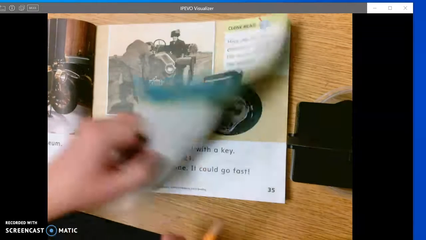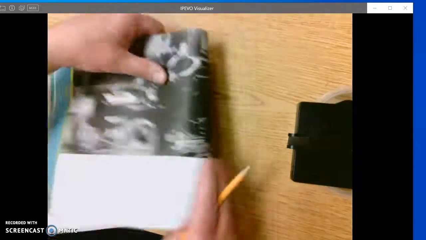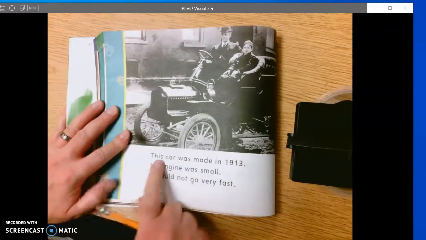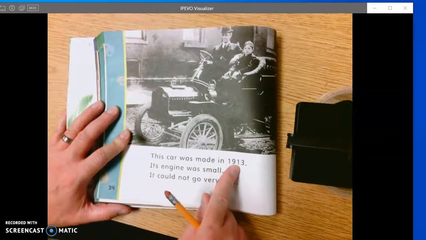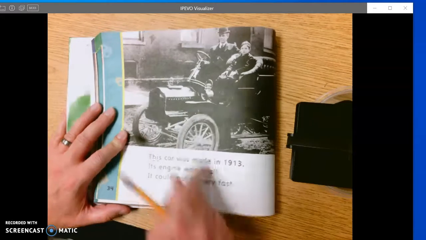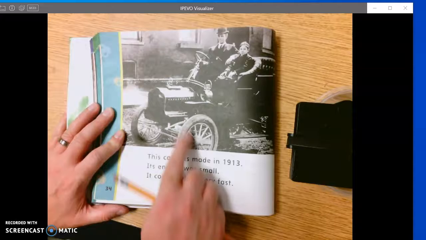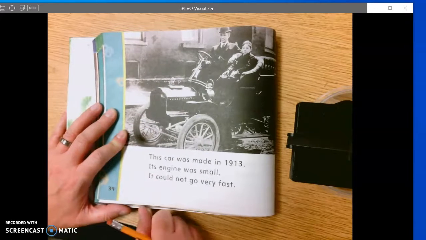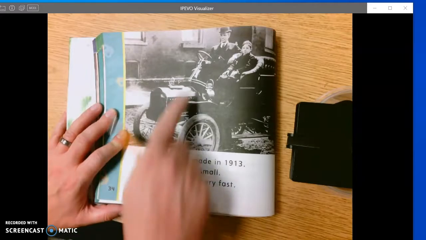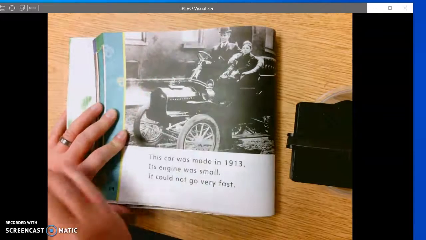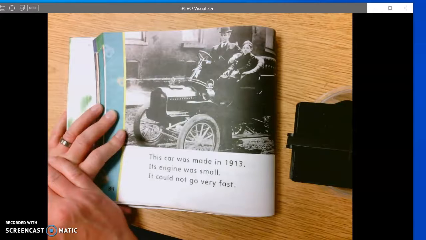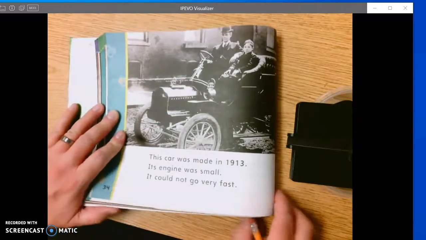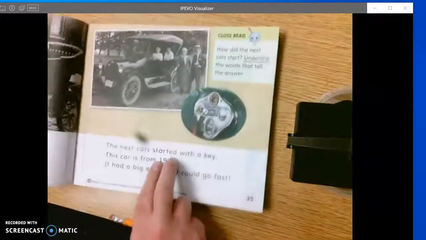Let's turn the page. We're on page 34. I'm going to fold it so you can see it. This car was made in 1913. Its engine was small. Look at that car. There's the dad and the son. Little bitty engine right there. It could not go very fast. Wow. Well, it definitely couldn't because there's no windshield. A lot of wind in your face when you went. But it looks like they're happy to even have a car. What do you think? Would you want to go to Walmart or to the mall or somewhere really fun, Six Flags, driving that car? It might take a long time. Let's keep reading. The next page.